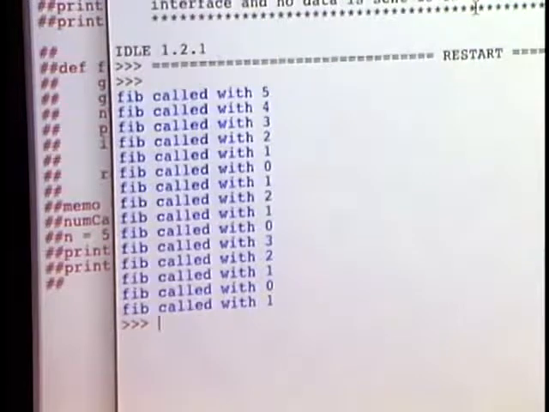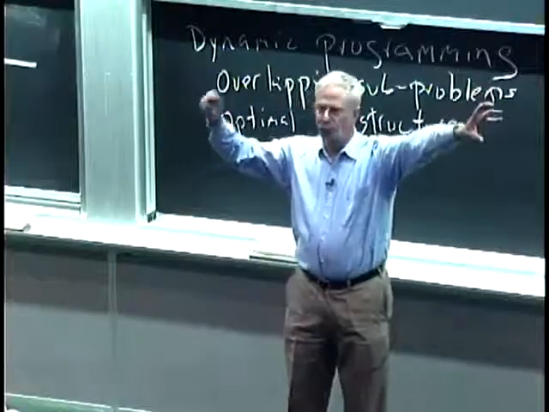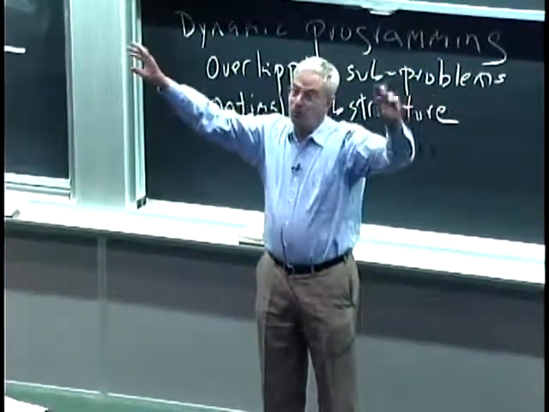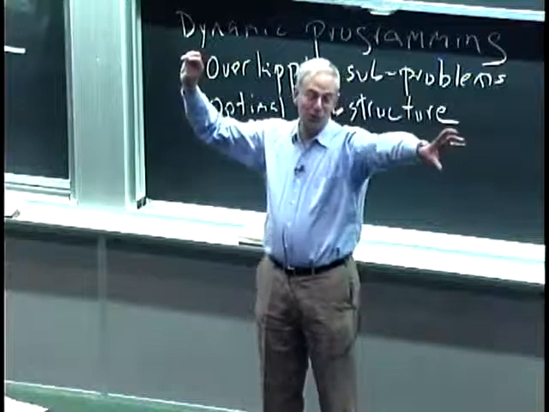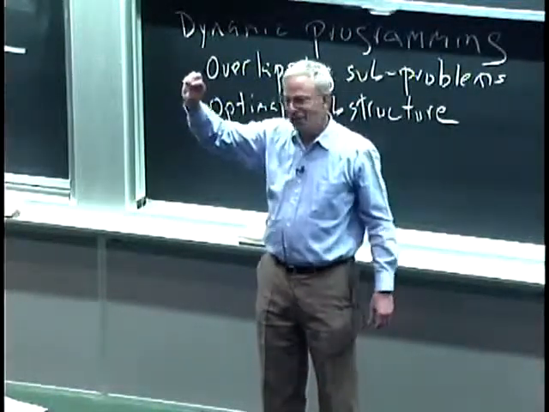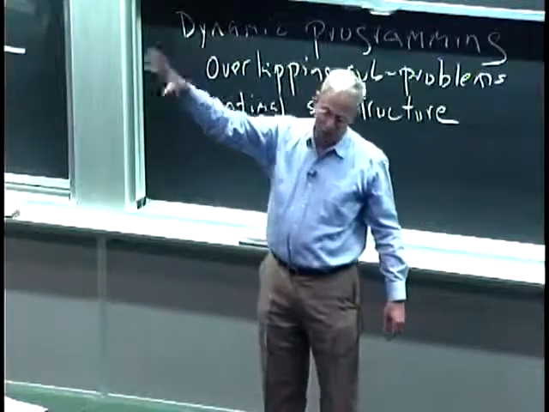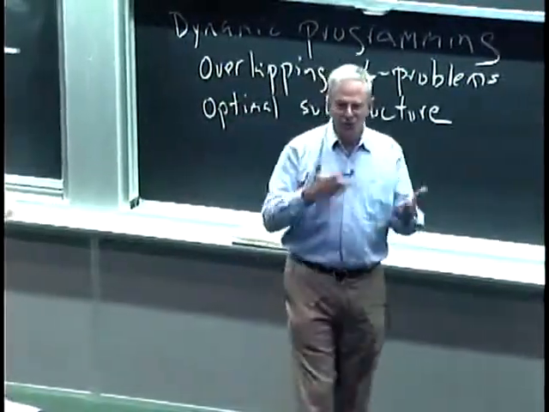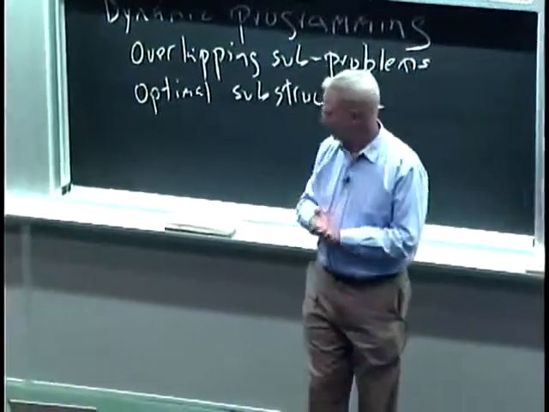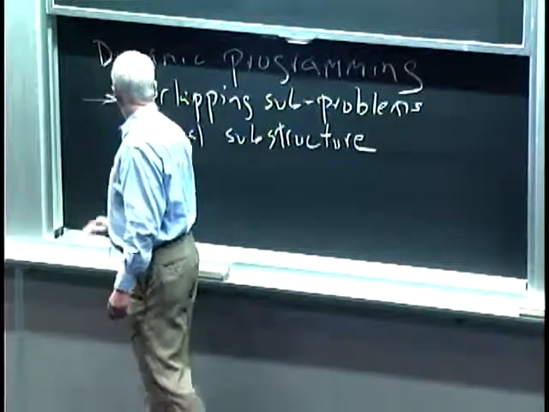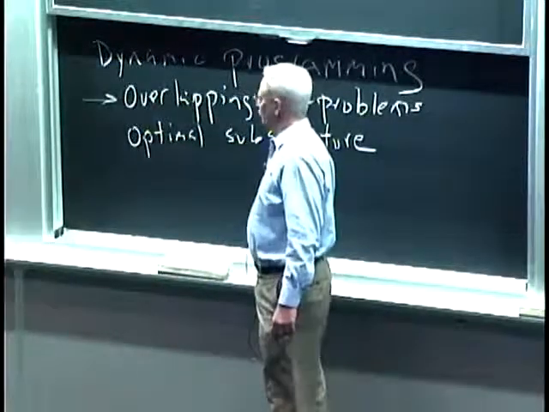And it makes sense, because I start with fib of 5, and then I have to do fib of 4 and fib of 3. Well, fib of 4 is going to also have to do a fib of 3 and a fib of 2 and a fib of 1 and a fib of 0. And then the fib of 3 is going to do a fib of 2 and a fib of 1 and a fib of 0. And so I'm doing the same thing over and over again. That's because I have what are called overlapping subproblems.